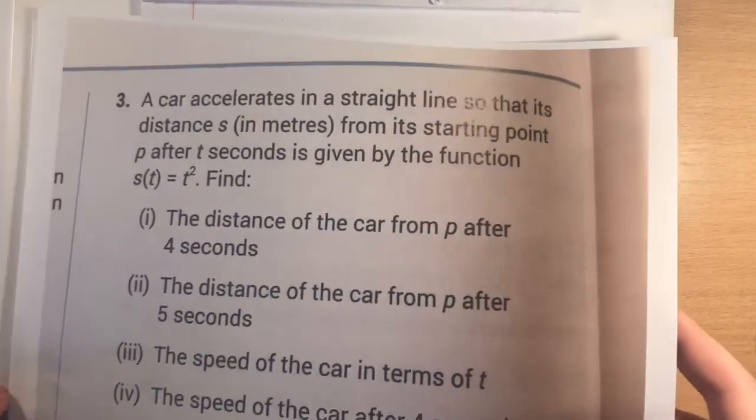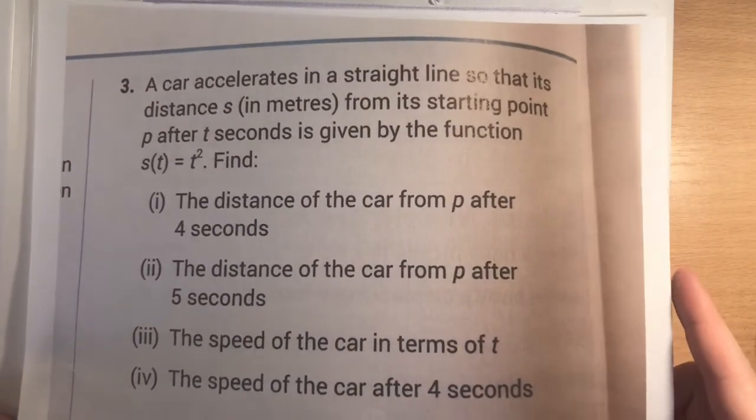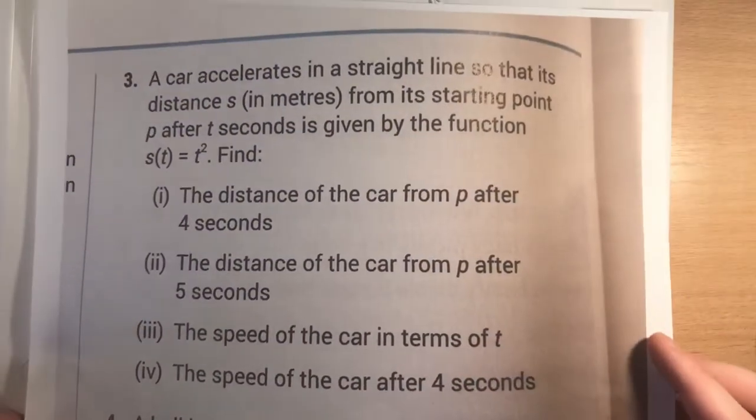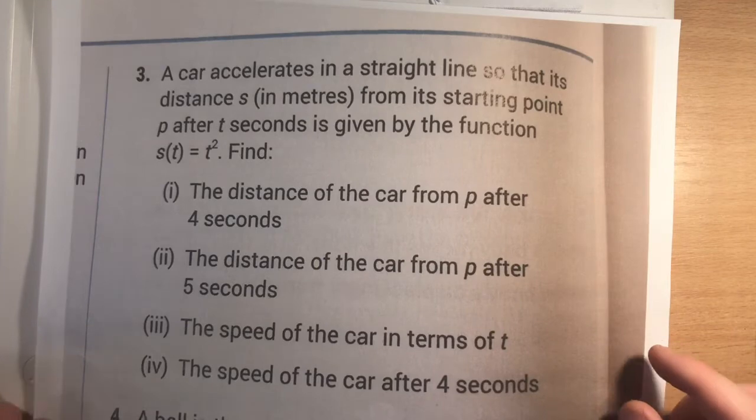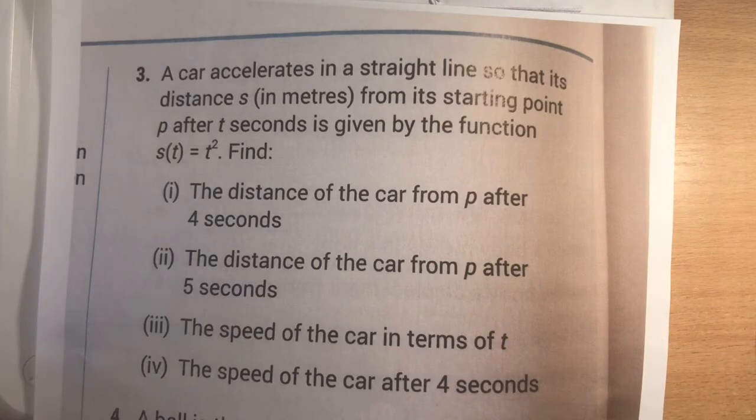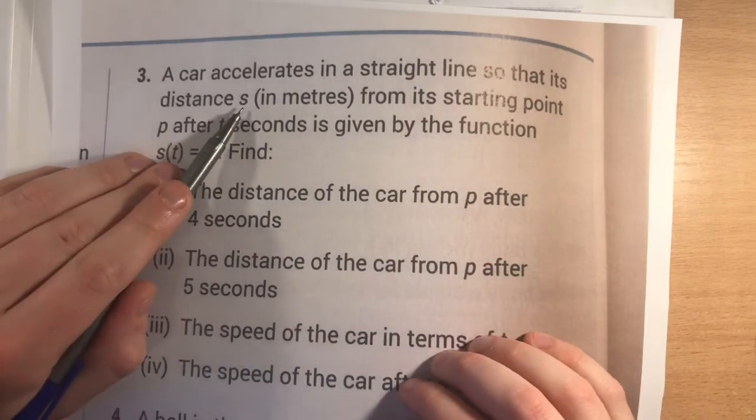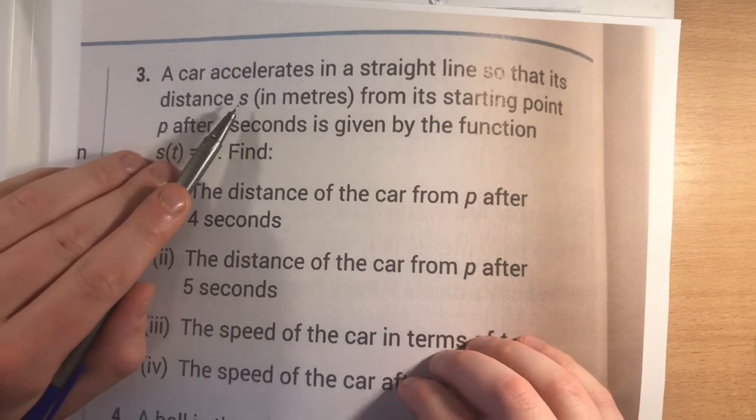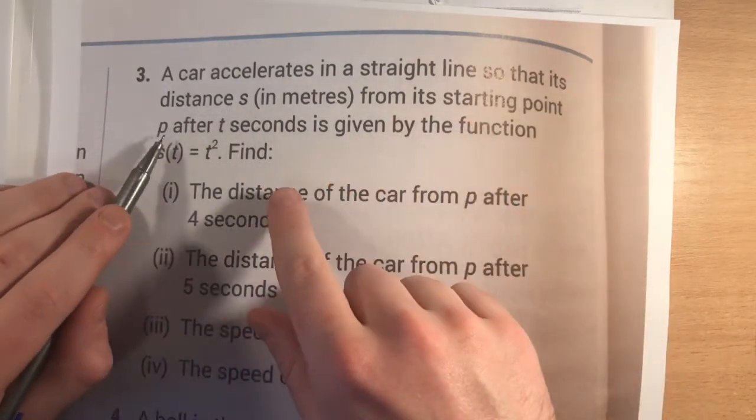The homework from last night, from maybe Monday night, was question 3 here. So a car accelerates in a straight line so that its distance s from its starting point p after t seconds is given by the function, that thing there. Just looking at that, it's really confusing because there's loads of letters, so we might just break it down now. So there's this idea of a distance s, from its starting point p.